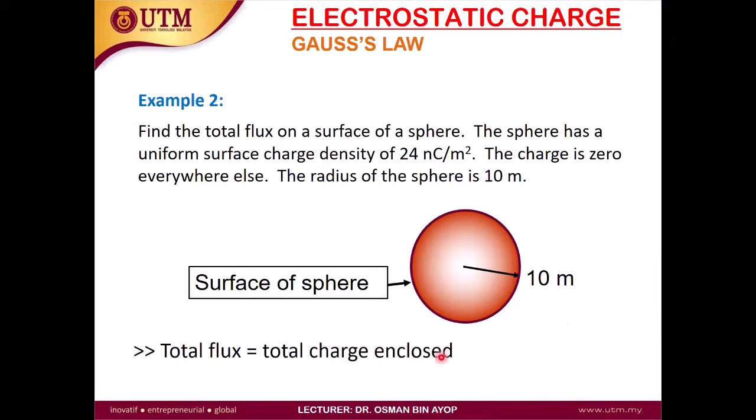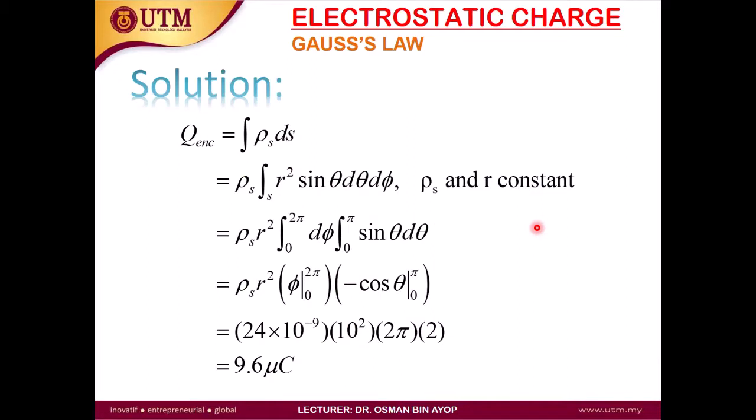So the total flux equals the total charge enclosed. And you are given the charge density, so you have to find out the total charge using the charge density. Therefore, you have to do the integration where Q enclosed is equal to the integration of the charge density over the surface of the sphere. Using the coordinate system that you learned in chapter 1, we have to use the spherical coordinate. And the rho s here is a constant.